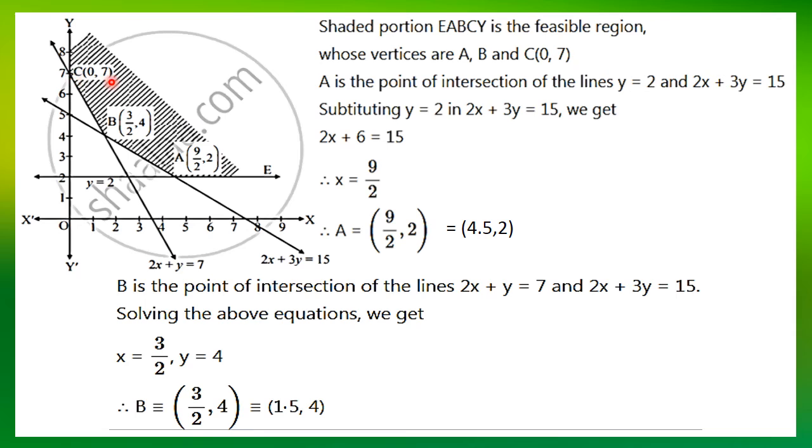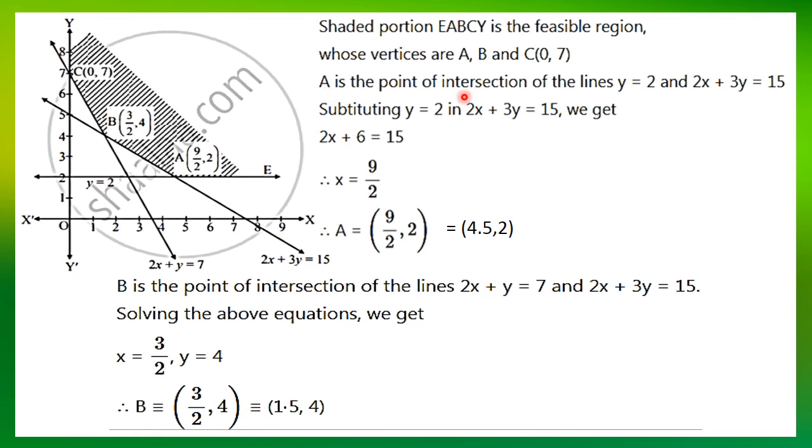Only C is a point that we get directly, but A and B are points of intersection. So if you are not drawing the graph, you will not get the point directly. So you have to solve the equations corresponding to these points of intersection.